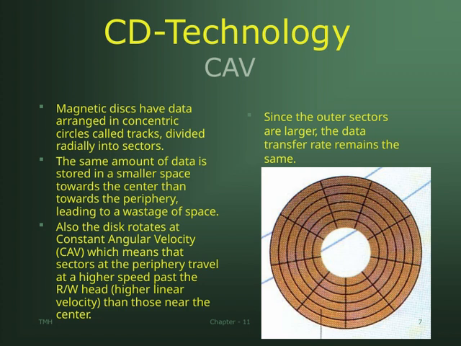And because the sectors on the outer edge are bigger, the data transfer rate remains consistent across the entire disk. So, even though the speed at which data passes the head varies, the overall transfer rate stays constant, which is a key advantage of CAV technology. This understanding helps us see how disk design impacts performance and efficiency, an important aspect as we explore different storage technologies.